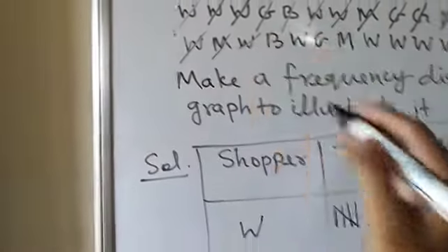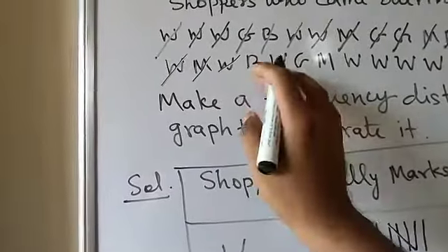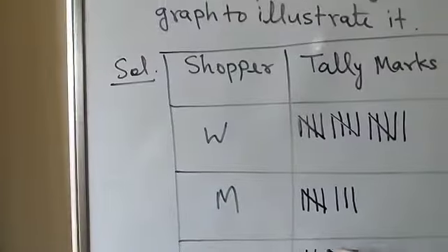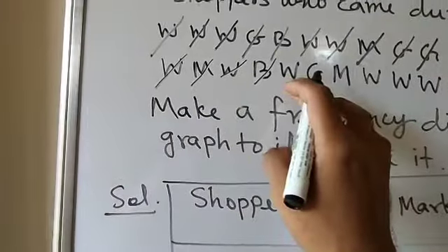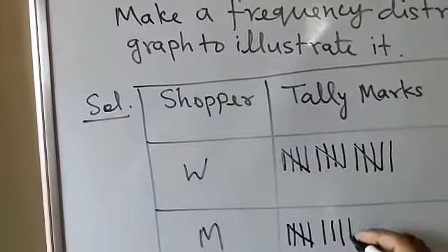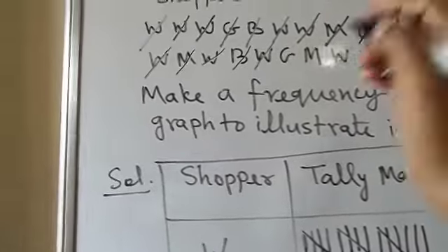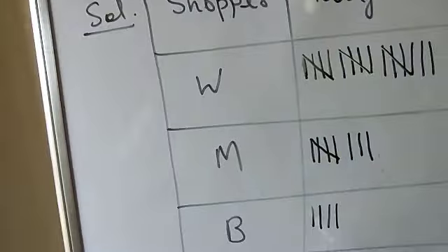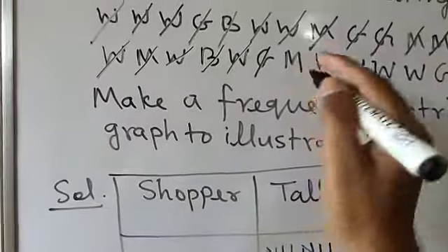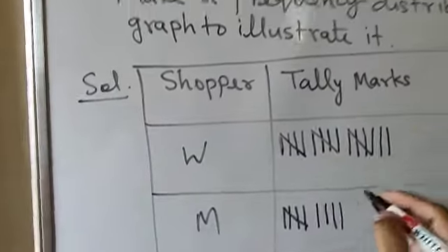Now again W is there, so W, and here you will represent W. Now B is there, so cut the B, and in the B you need to represent it. Now W, so cut the W, and in the W section you will represent W. Now G is there, so cut the G, and here you will represent G. Now M, so cut the M, and here you will represent M.